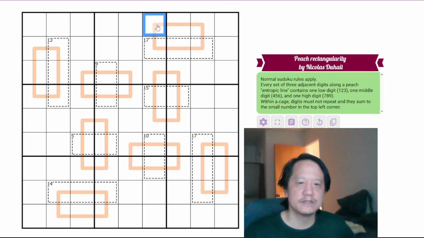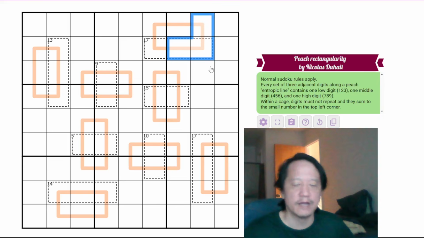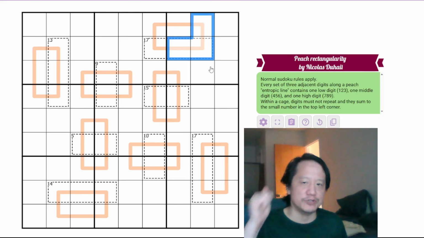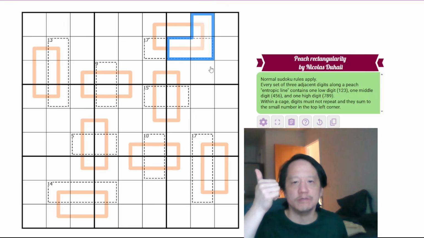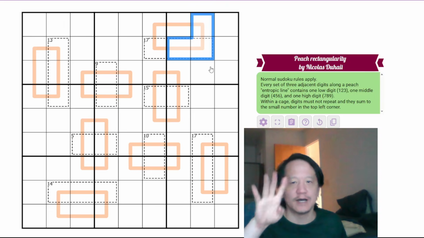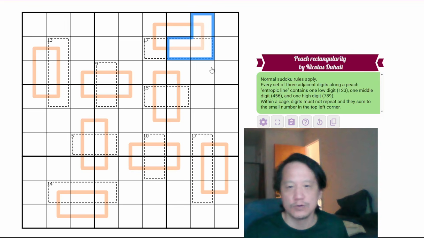Every set of 3 adjacent digits along a peach entropic line contains 1 low digit, 1 middle digit, and 1 high digit. The low digits being 1, 2, and 3, the middle digits being 4, 5, and 6, the high digits being 7, 8, or 9.